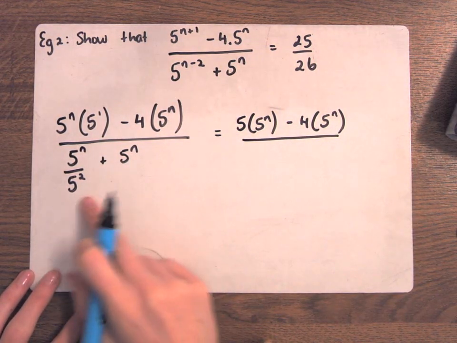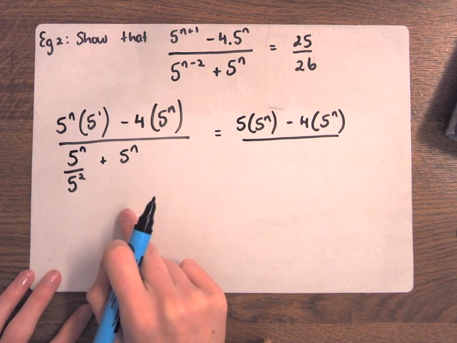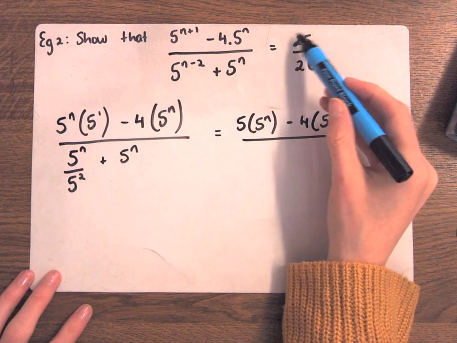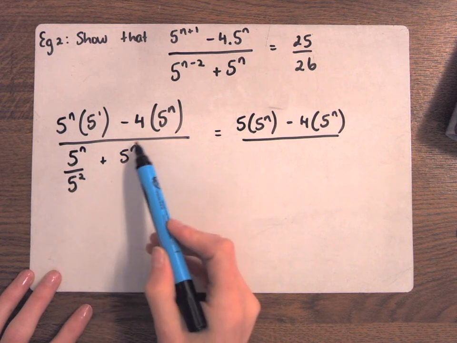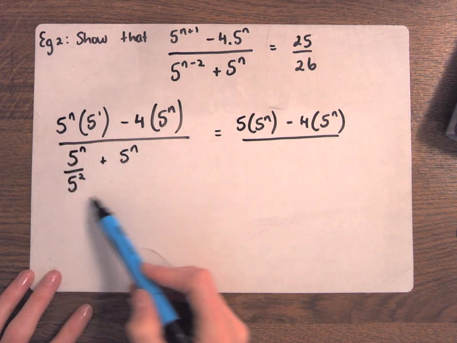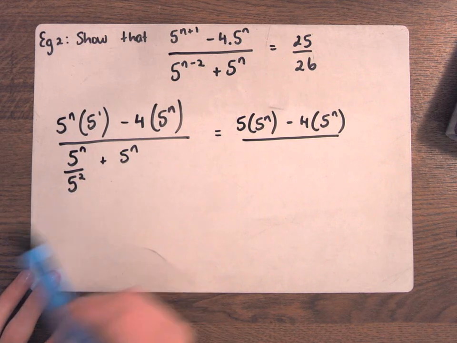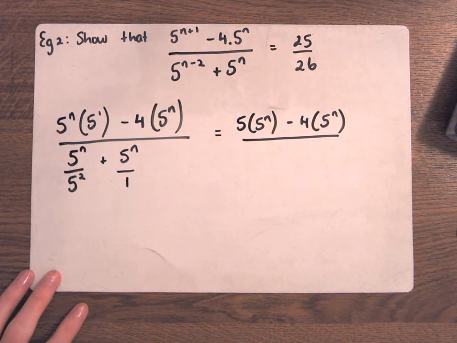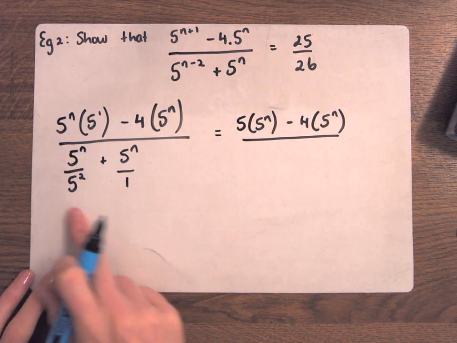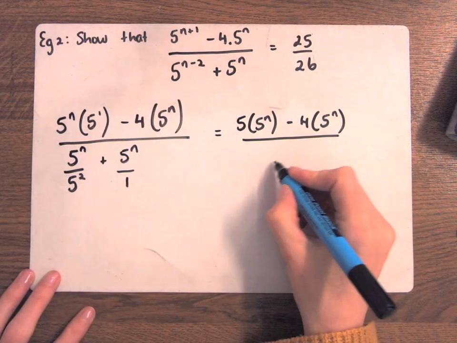Now, down here, what can I do? I'm trying to simplify it to be this. I have something like this on the bottom. What would I normally do with a fraction like this on the bottom? Get a common denominator. Yeah. What's my common denominator going to be? And like, you don't have to use indices here. What's 5 squared? 25. You can use 25. That's fine.